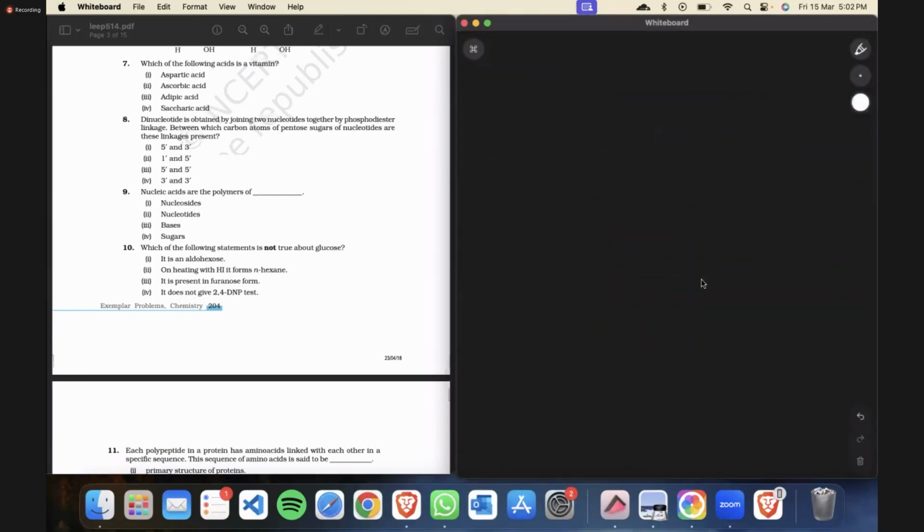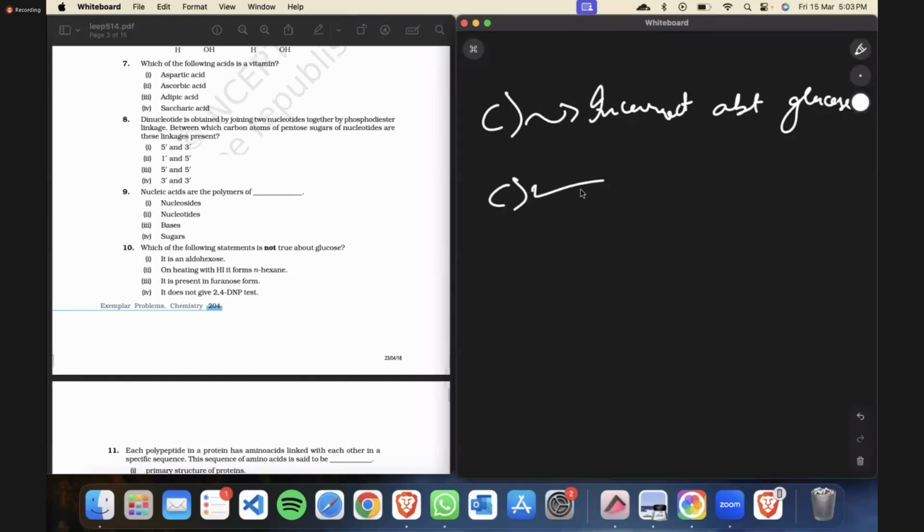Next up, we have question number 10. Which of the following statements is not true about glucose? Okay, it is an aldohexose. Yes, it is. On heating with HI, it forms n-hexane. That also happens. It is present in furanose form. So option C is not true about glucose. Alright. Option C is the incorrect thing about glucose. And in this question, they're asking which of the following statements is not true. So option C is the correct answer over here.